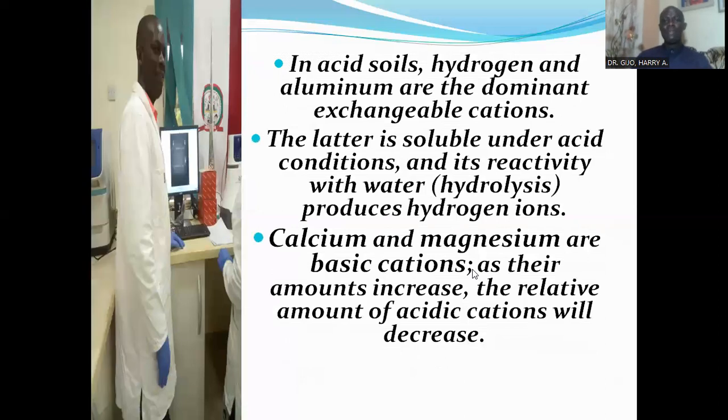In acidic soils, hydrogen and aluminum are the dominant exchangeable cations. The latter is soluble under acid conditions, and its reaction with water, that's hydrolysis, produces hydrogen ions. Calcium and magnesium are basic cations. As their amounts increase, the relative amount of acidic cations will decrease. So when calcium and magnesium cations increase, the acidic nature of the soil decreases.